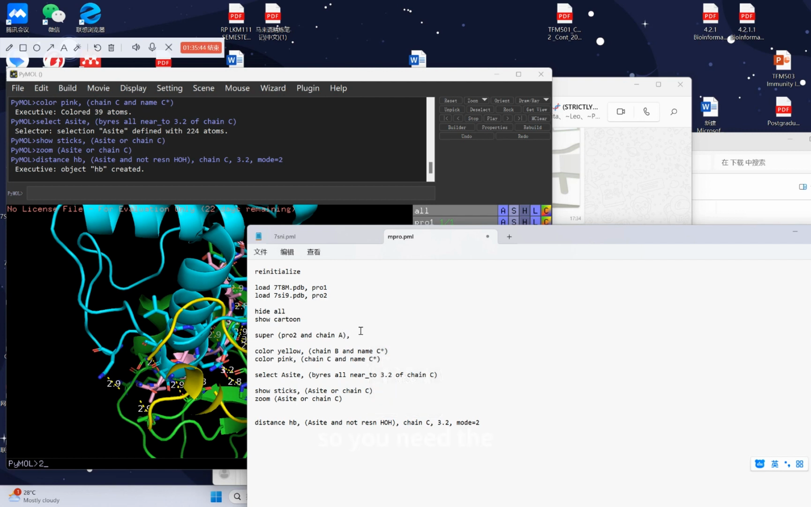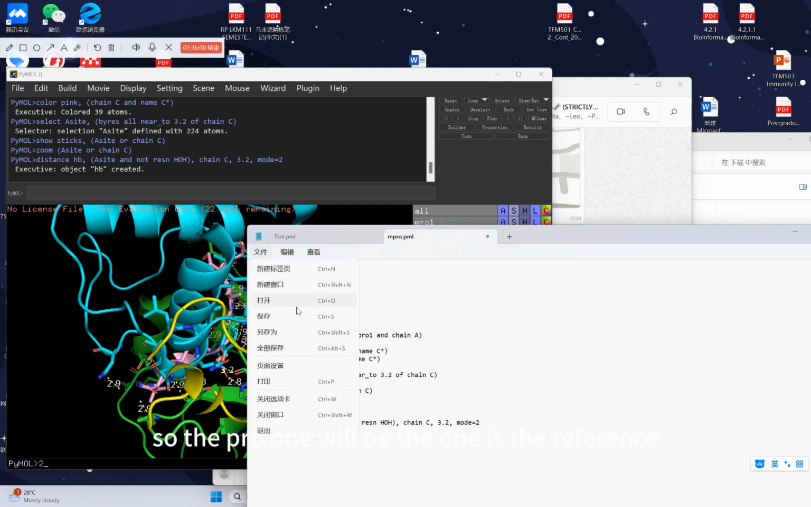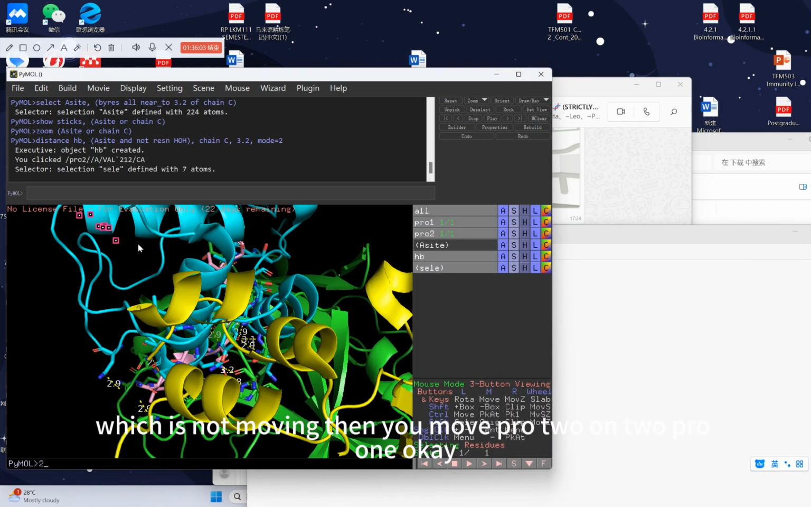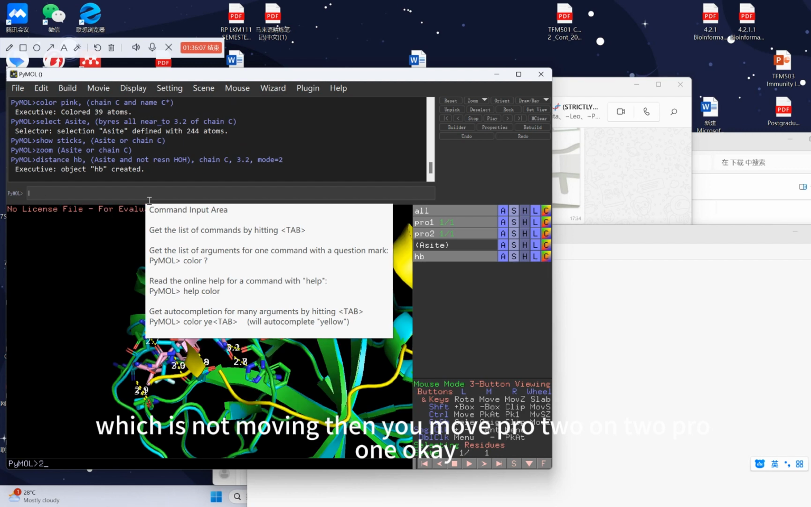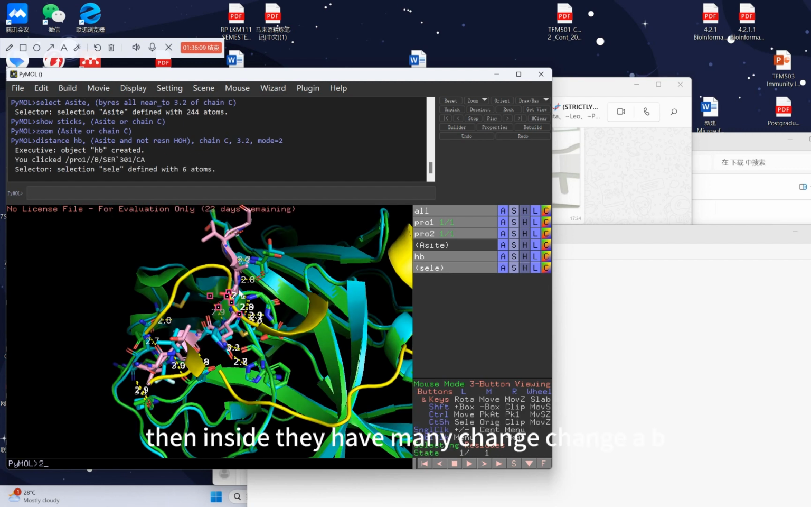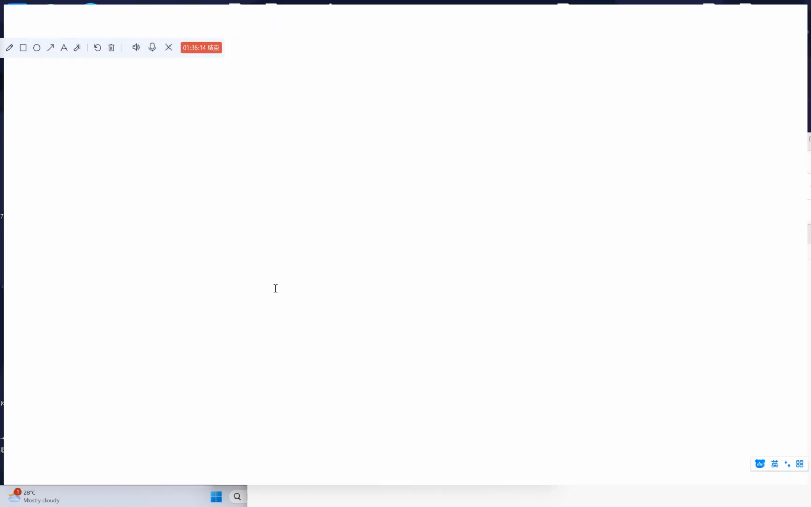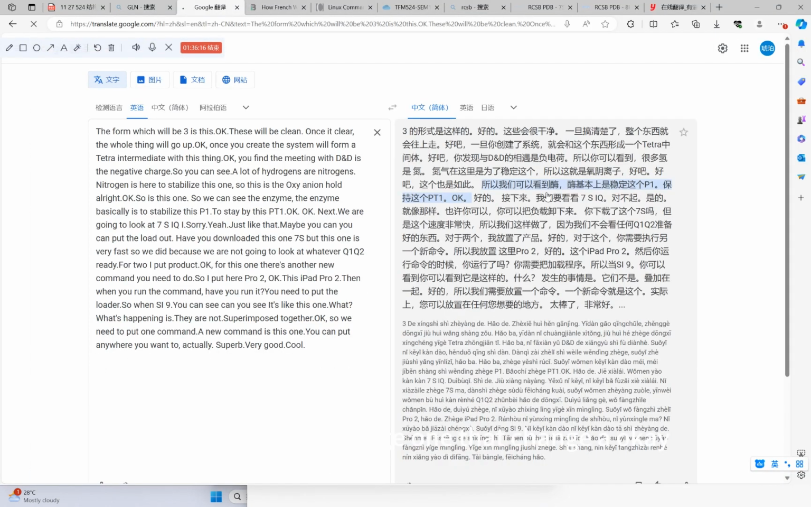So the first one I name Pro 1, the second PDB I name Pro 2. You want to superimpose them. Pro 1 will be the reference which is not moving. Then you move Pro 2 onto Pro 1. Inside they have many chains, chain A, B, C, D, E, F, G. So I just choose chain A and chain A.